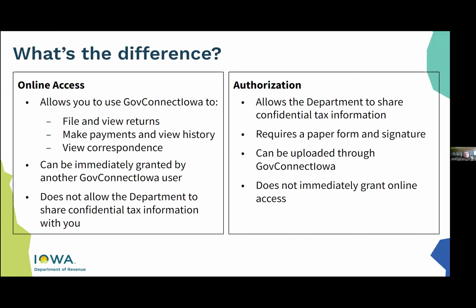Some things to know about our authorization forms, which I'll go into more detail later, is that they do require a paper form and signature. They can be uploaded through GovConnect Iowa. And then just remember that even if you have third-party authorization, that doesn't immediately create the GovConnect Iowa access for you.